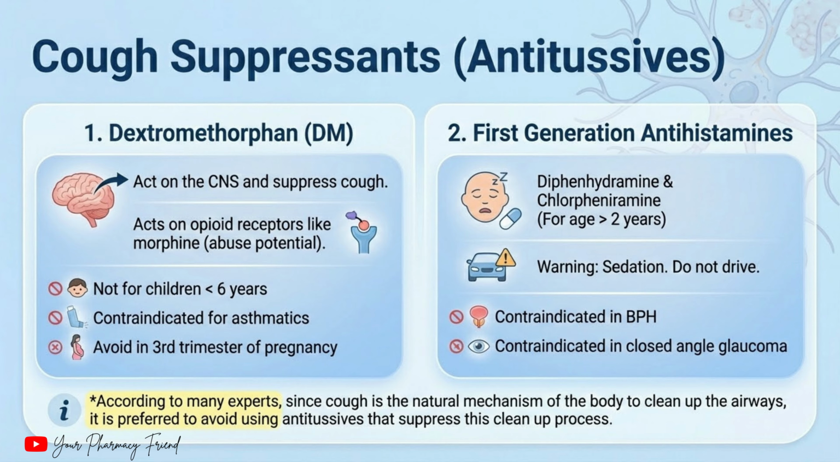First-generation antihistamines like diphenhydramine and chlorpheniramine can also act as antitussives in patients over 2 years of age. Pharmacists should counsel patients about sedation and advise against driving while using these agents. They are contraindicated in benign prostatic hyperplasia and closed-angle glaucoma. Many experts recommend avoiding routine use of antitussives, as coughing is a natural mechanism for clearing the airways.